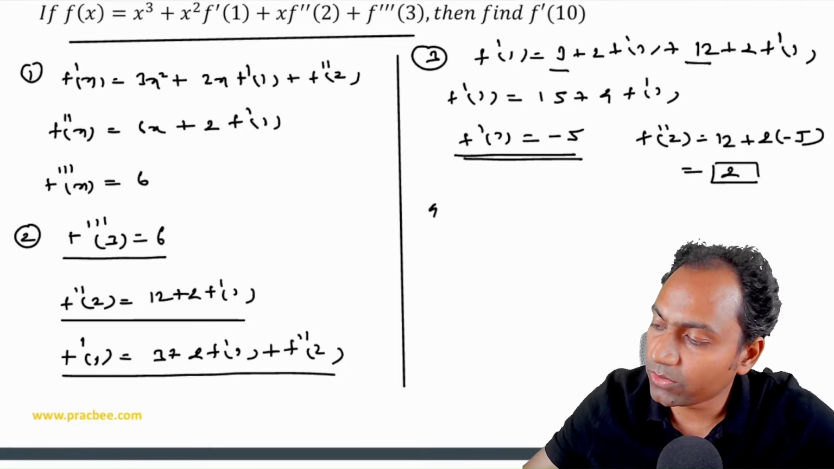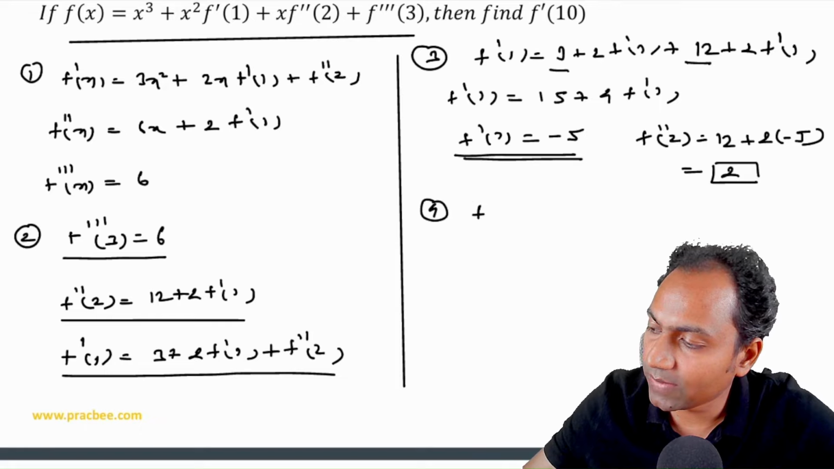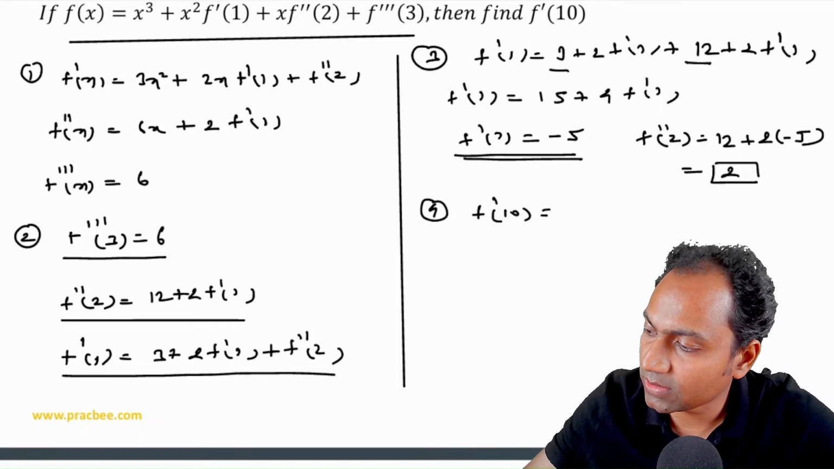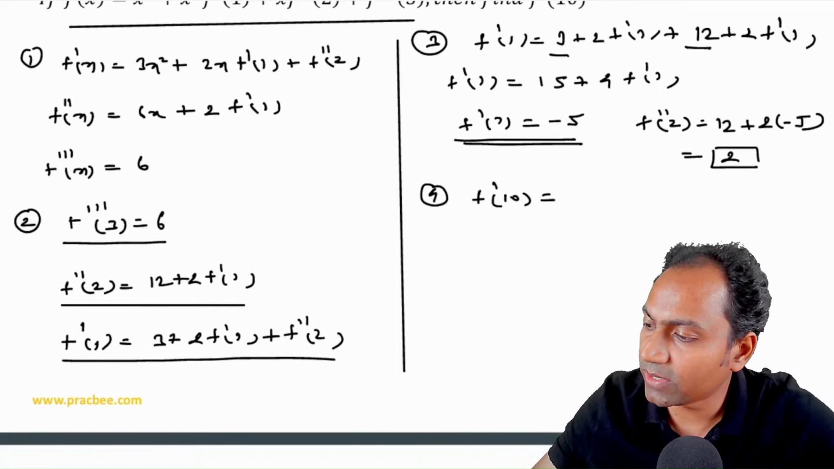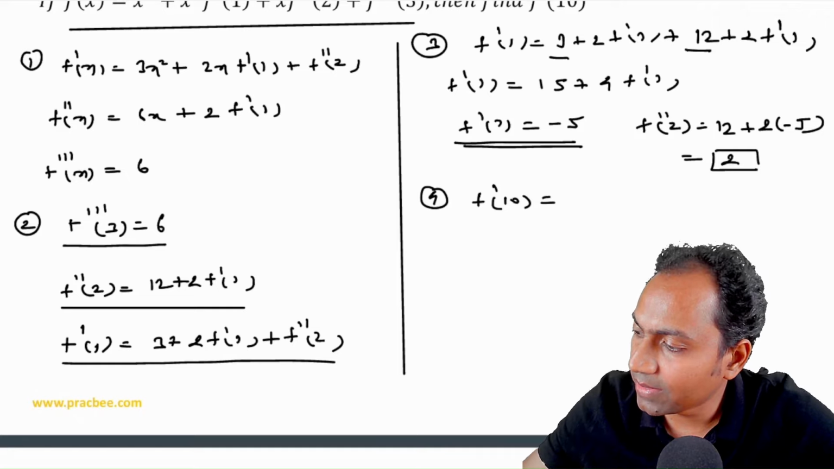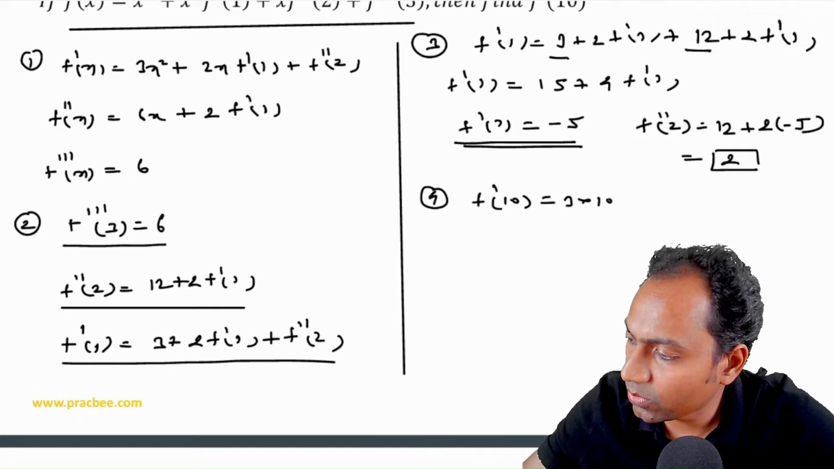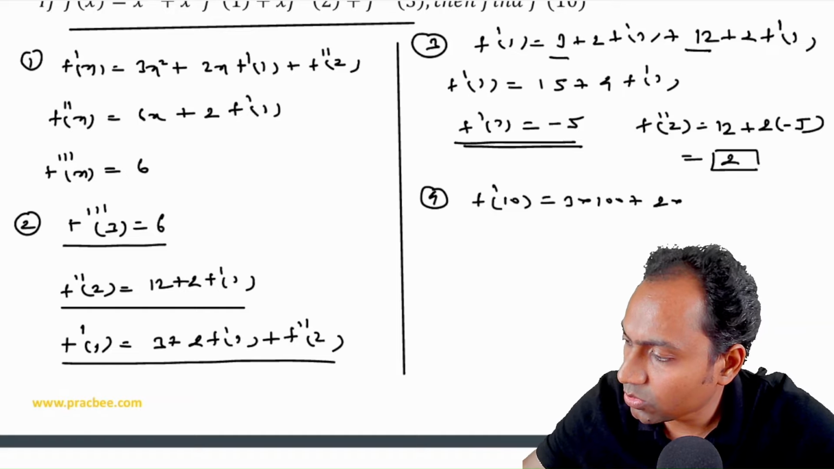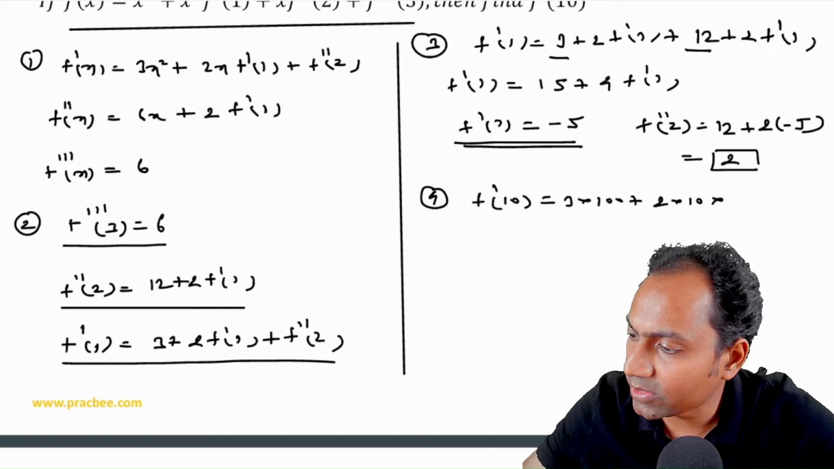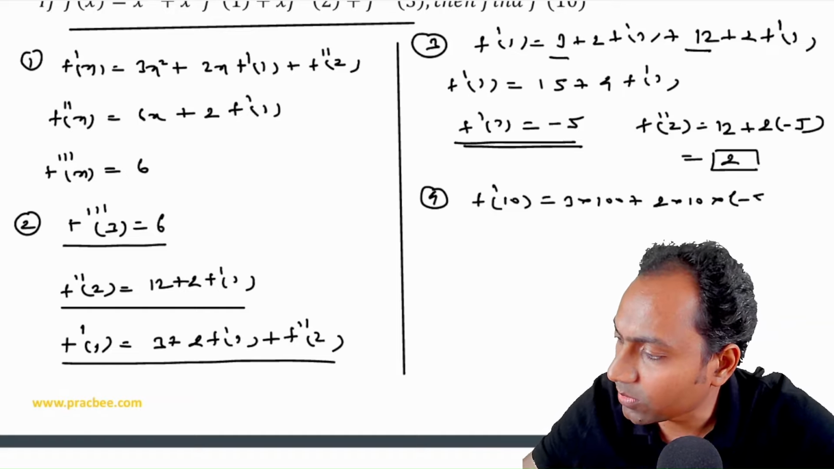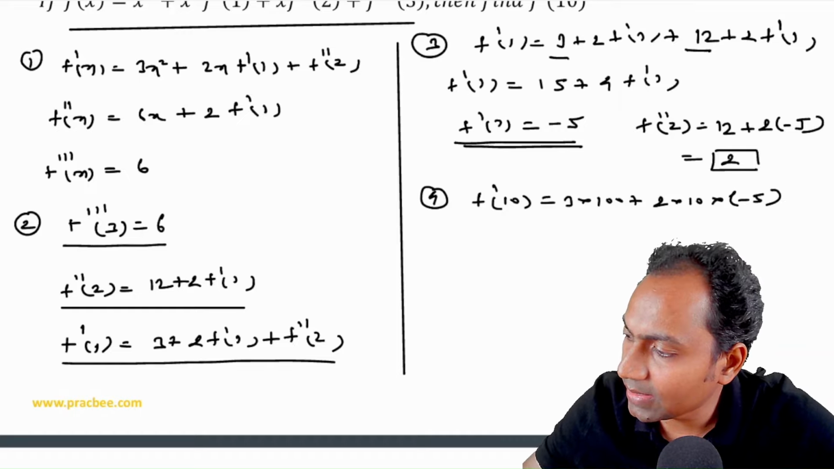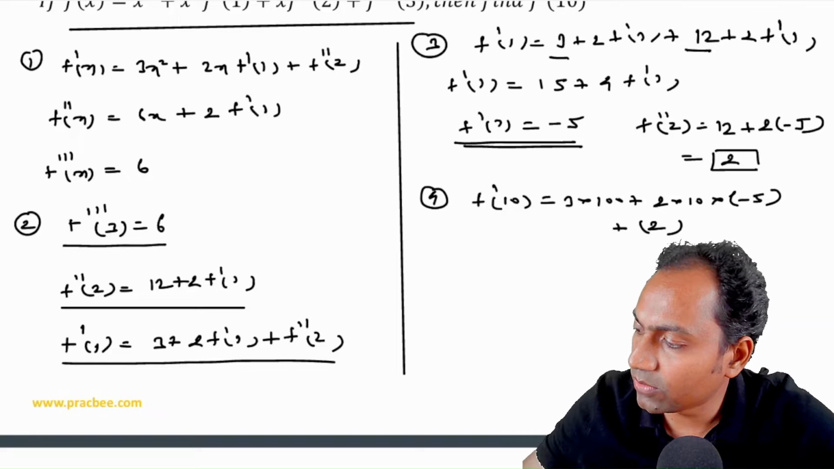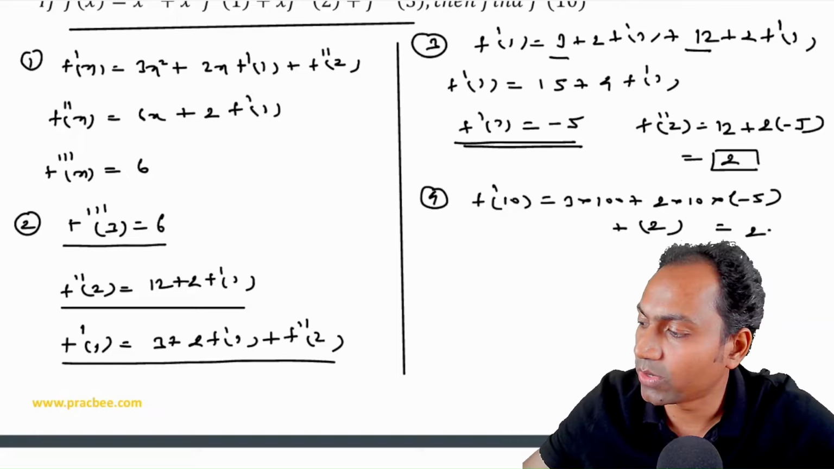So what you can do in the fourth step, you can find the value of f dash of 10, what they're asking. So if I substitute all these values in the f dash of x, what am I getting? I am getting nothing but 3 into 100 plus 2 into 10 into f dash of 1. We already figured that out. That came out to be minus 5. And then f double dash of 2, that came out to be 2. So if I put all of these values and simplify, what I get is nothing but 202.